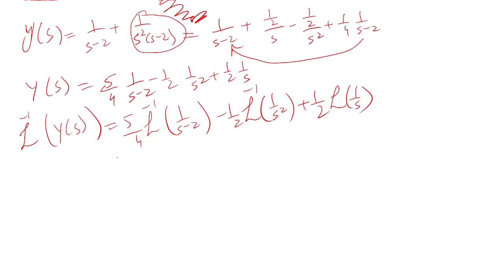And now you see this will be the solution: y of t is equal to 5 by 4, this is exponential of 2t. Then here is 1 over 2 and then Laplace inverse of this function is t, and plus 1 by 2 and Laplace inverse of 1 over s is 1.